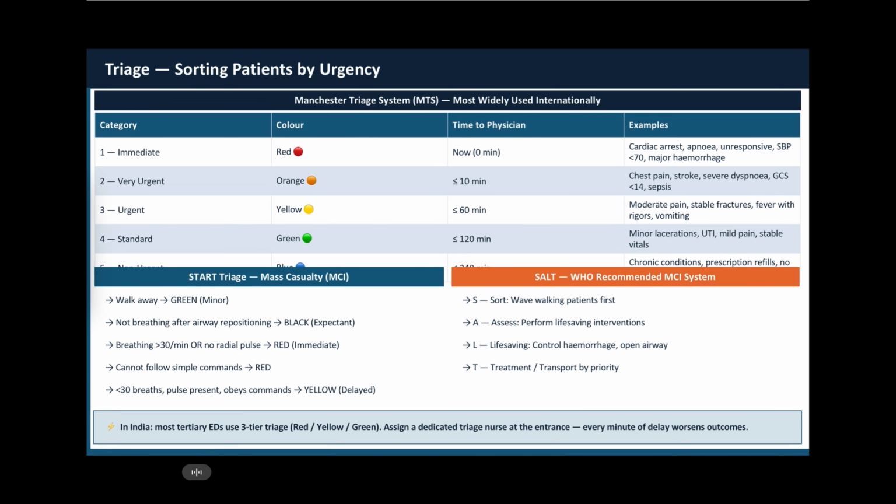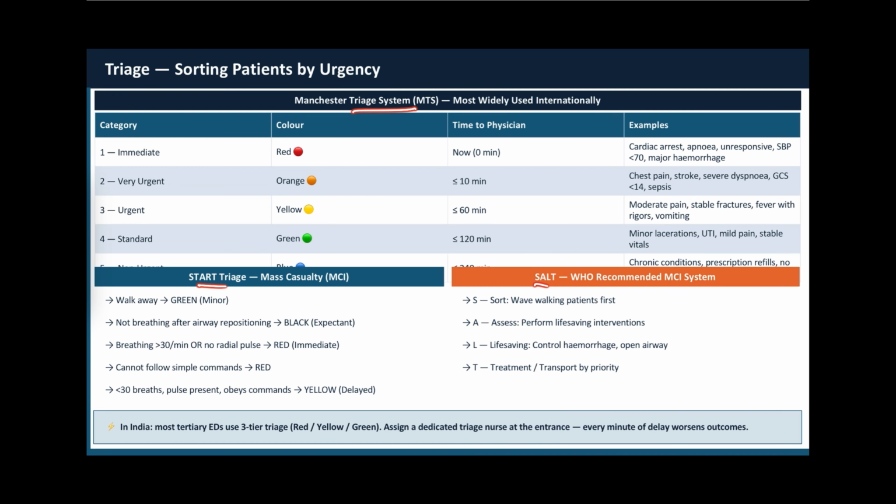Triage. Every patient who arrives in the emergency medicine department cannot be seen at the same time. That is the reason why we developed triage. Triage is not about diagnosing the patient, it is about identifying who cannot safely wait. Most hospitals use a structured triage system, such as the Manchester triage system, which categorizes patients based on their urgency. During mass casualty, we use the START triage. These help in prioritizing the limited resources that we have.